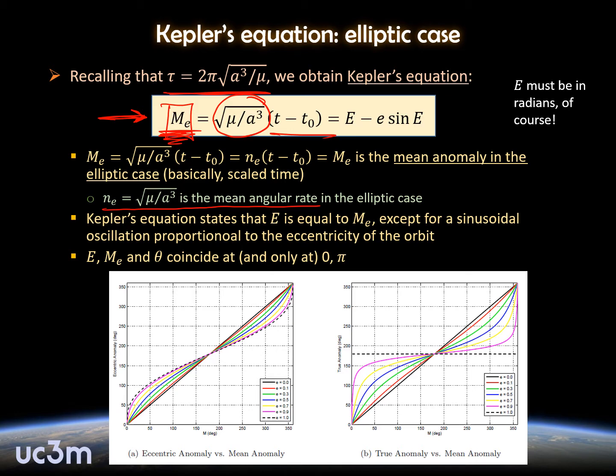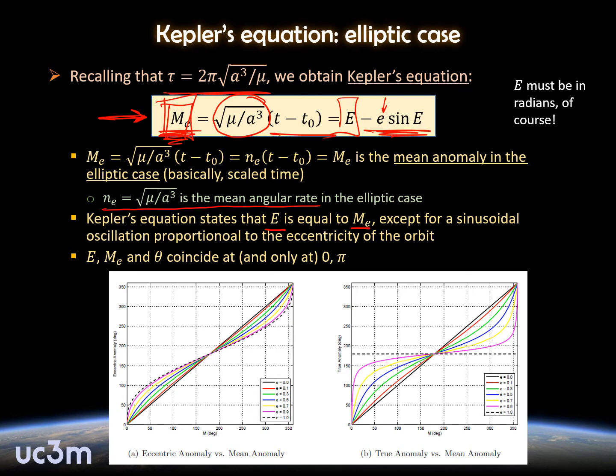So this equation, the equation of Kepler, finds the relation between E and the time variable, the mean anomaly. And you see that they are basically the same: M is equal to E. The only difference between M and E is this small correction, assuming that the eccentricity is small, which is a sinusoidal correction due to the eccentricity of the orbit.